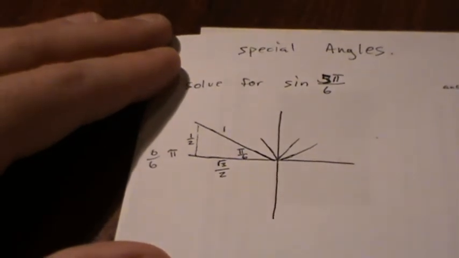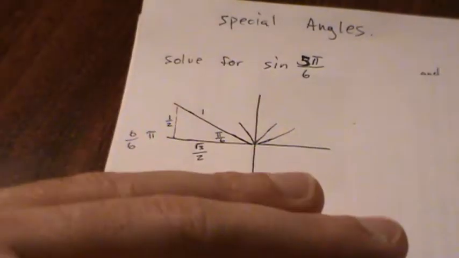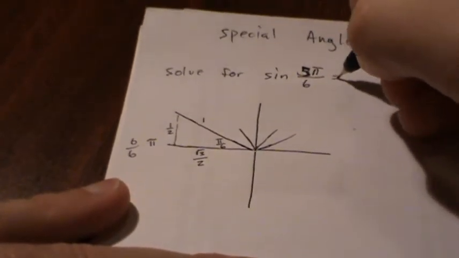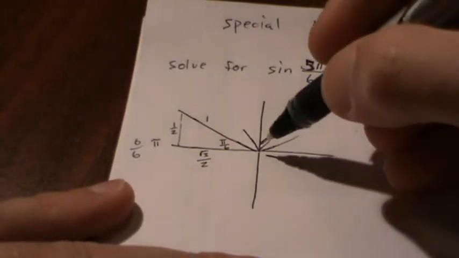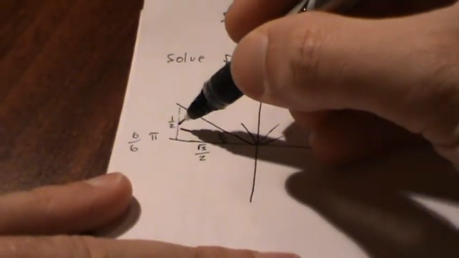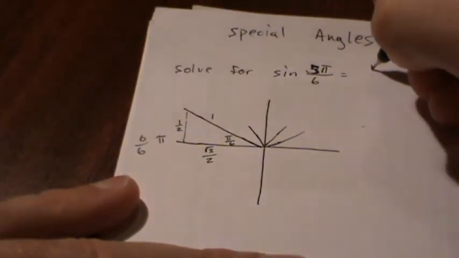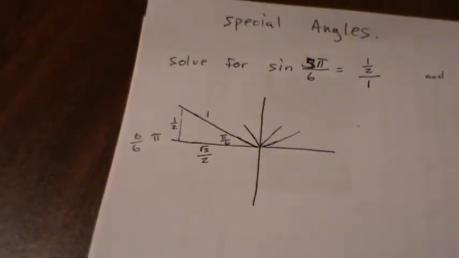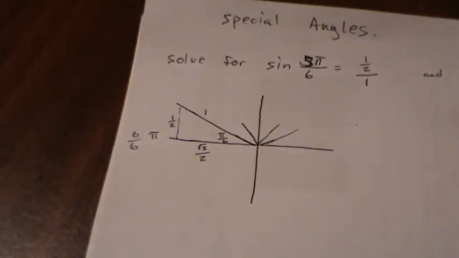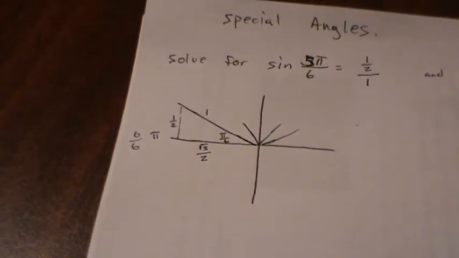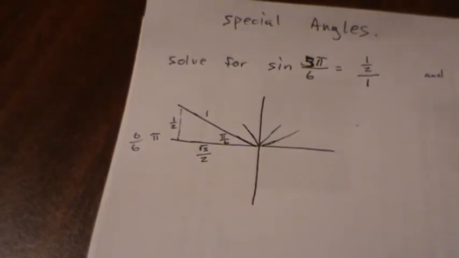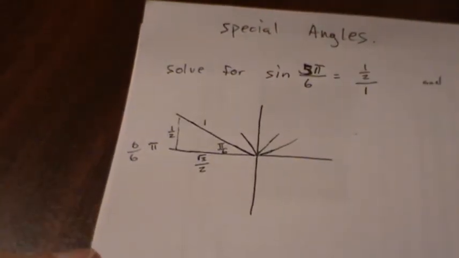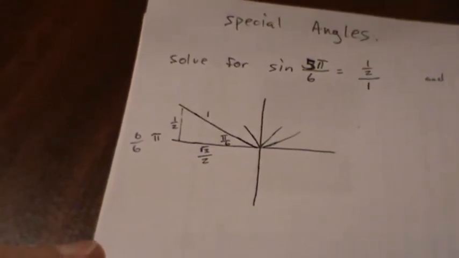Okay, and so the sine of an angle, since I'm asking for the sine, I always go with the opposite over the hypotenuse. So it's 1/2 over 1. And so the sine of 5 pi over 6 is 1/2. Okay?